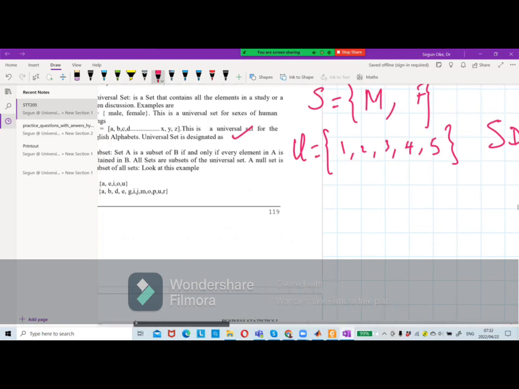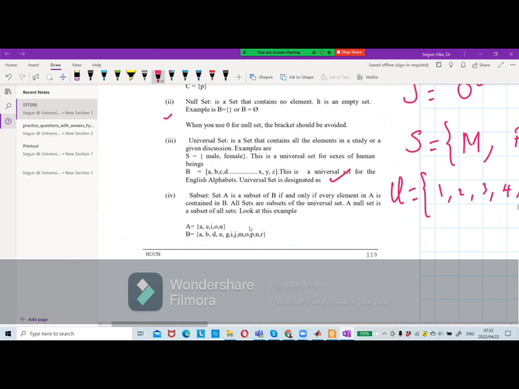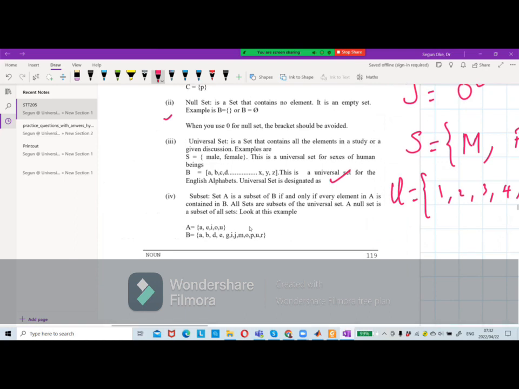Now, if I give you this universal set, I can ask you to define it. I can ask you to bring some set out of it. So, for example, it now leads us to subset. A subset: set A is a subset of B if and only if every element in A is contained in B.